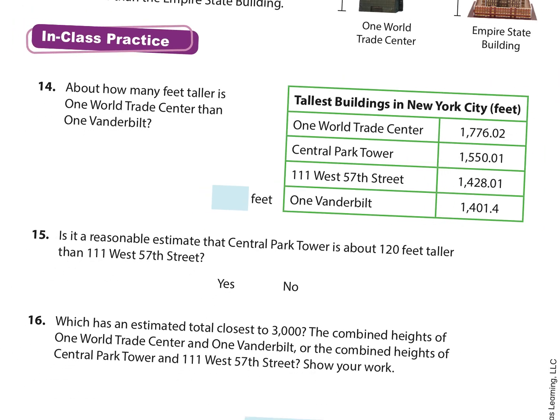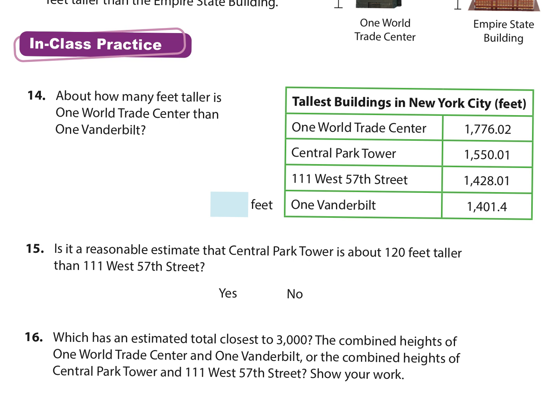Okay, we are given a table, and it says the tallest buildings in New York City in feet. It says about how many feet taller is One World Trade Center than 1 Vanderbilt. So when I am looking at how many feet taller, this is a good keyword for what operation? Adding or subtracting? Subtracting. Okay, so I want to identify 1 World Trade Center, this number, and 1 Vanderbilt, this number, and I'm going to subtract the 2. And again, your key word here is about. That means I'm estimating.